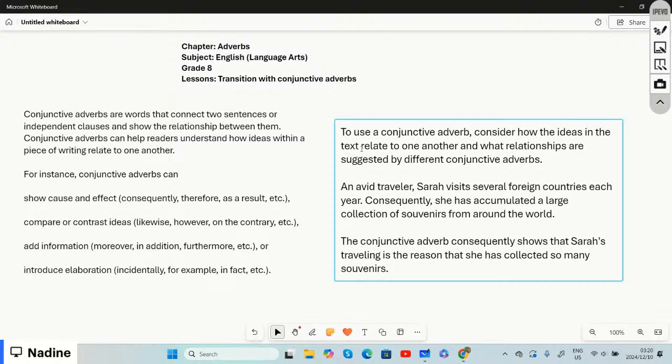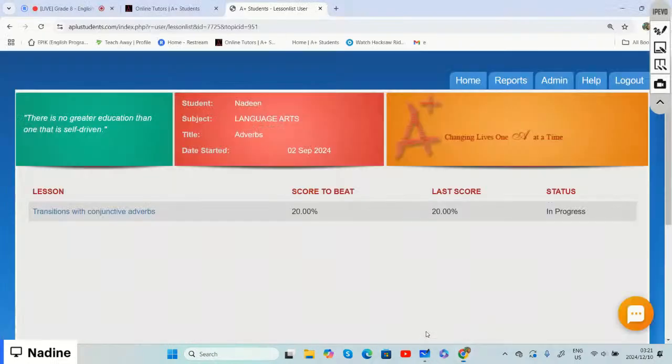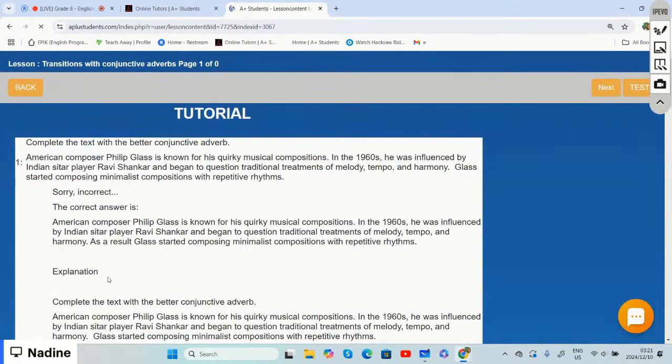All right. And remember, we see that conjunctive adverbs are words that connect two sentences or independent clauses and show the relationship between them. So we're going to transition with conjunctive adverbs.